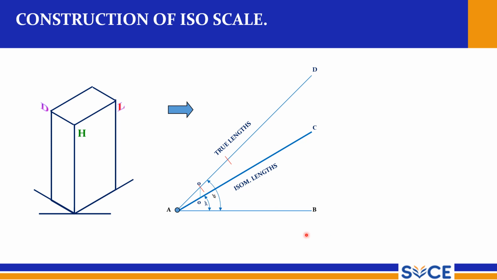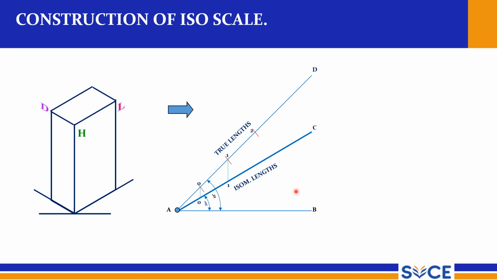So this is one-for-one length. Another length should be marked here, and from there you can drop down and measure. Whatever lengths are given in the problem except angles, every dimension should be converted to isometric length only when you have to draw the isometric projection.